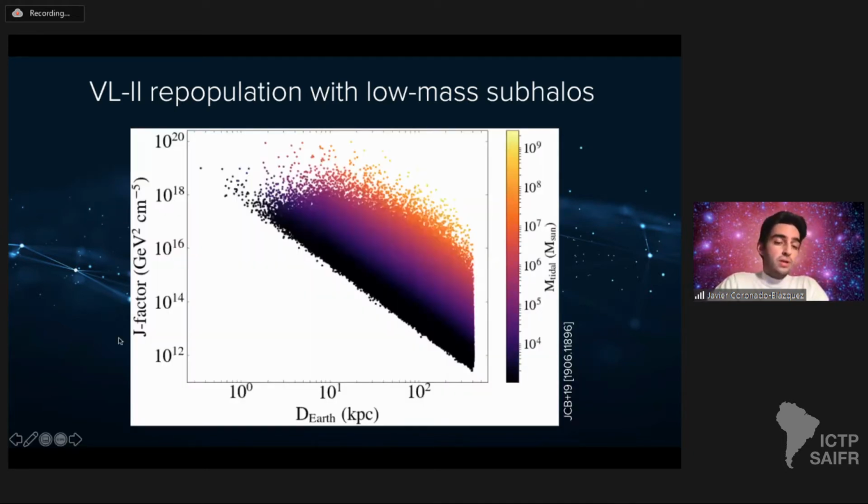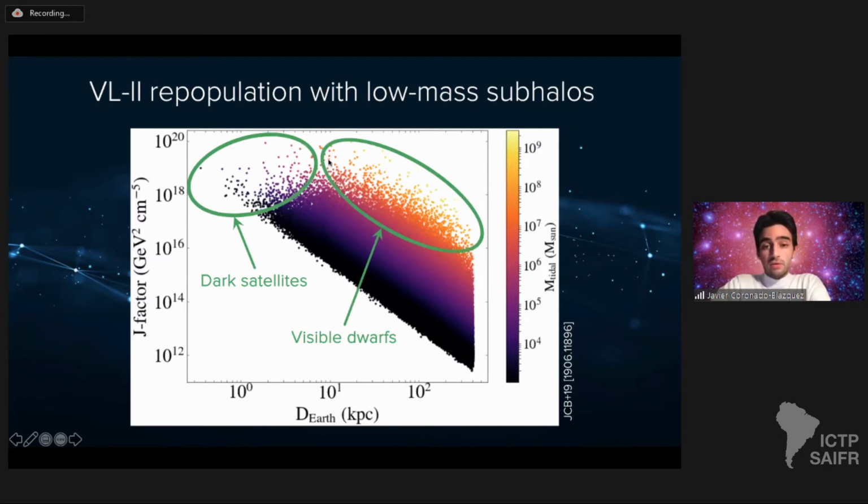On the y-axis, you have the J factor. This is the brightness of the source in gamma rays, somehow. The x-axis will be the distance to the Earth in kiloparsec, or to Fermi-LAT, of course. And the color code traces the mass of the subhalo. Therefore, the original Via Láctea 2 simulation will be just this top corner of the plot, while all these would be the repopulation we are performing.